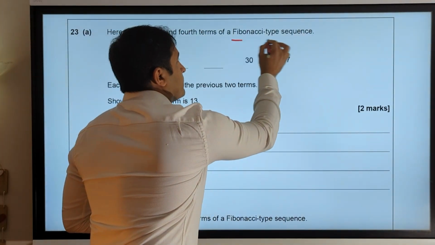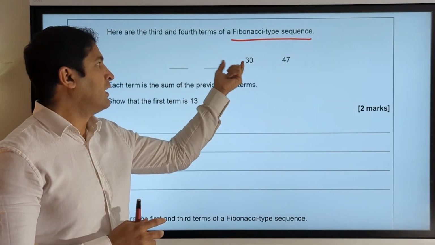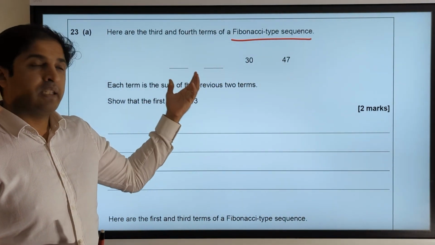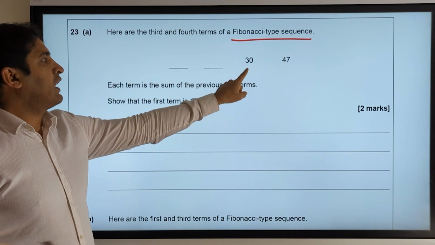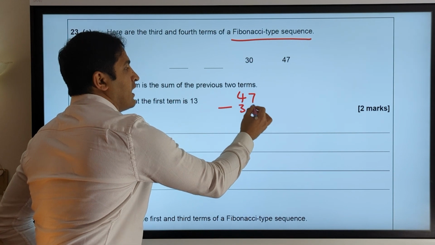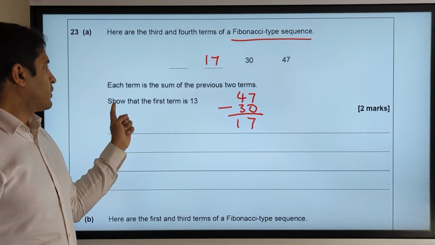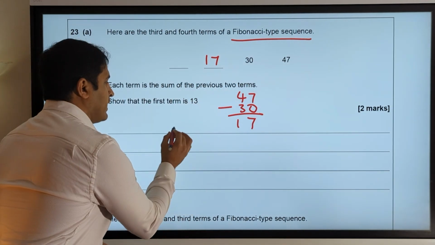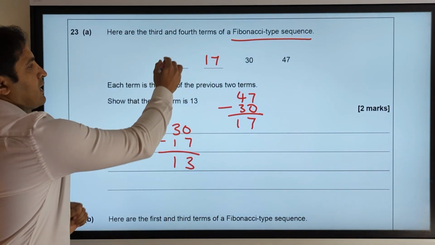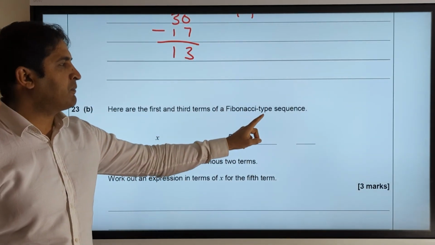Fibonacci type sequence. If the sequence is Fibonacci type, it means the first two terms added together give you the next term. These two terms added together give you 47. So each term is the sum of the two previous terms. It tells you here as well. So 30 add this gives you 47. We can work that out by doing 47 take away 30. That gives me 17, so that number has to be 17. Then show that the first term is 13. Next we do 30 take away 17. That gives you 13. So that term here is 13. That's it, the first and third term of the Fibonacci type sequence.